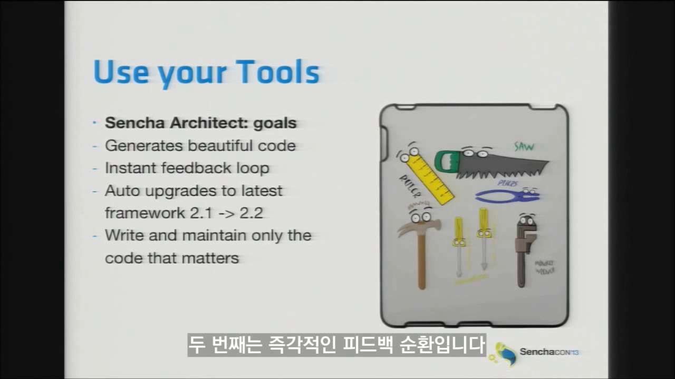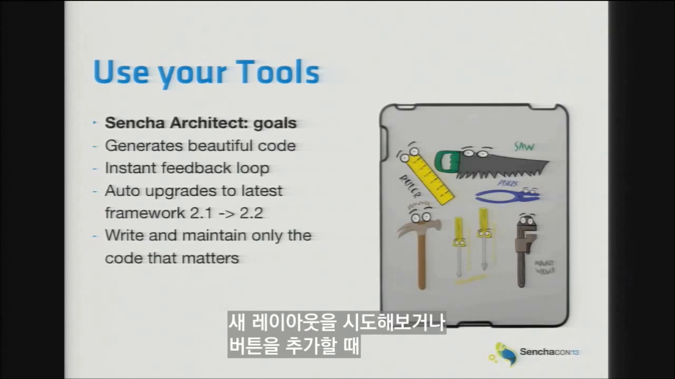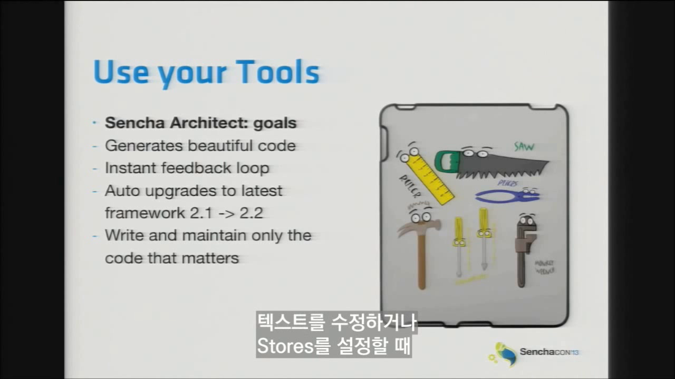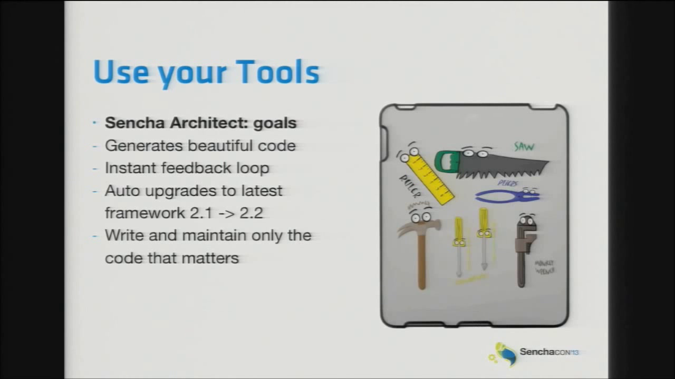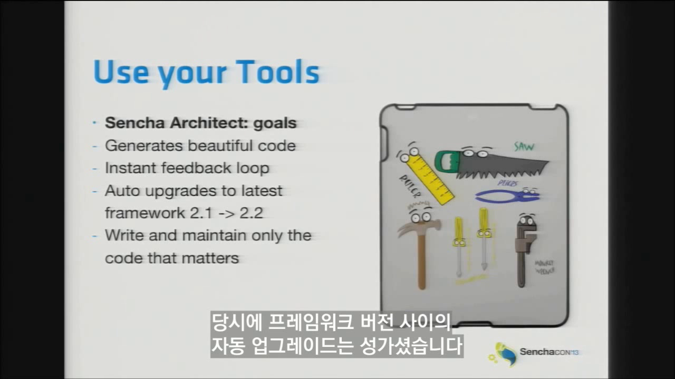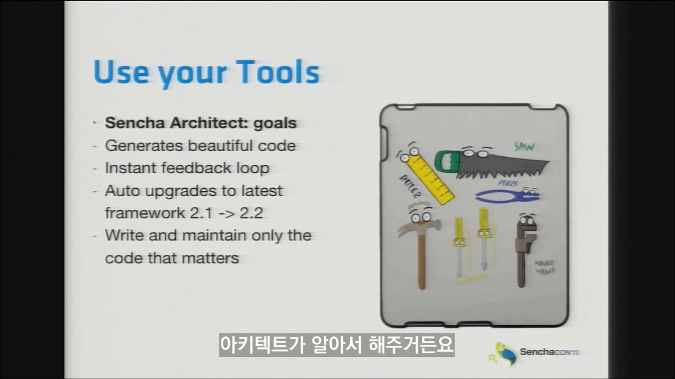The second thing was an instant feedback loop. Like I said earlier, typing in your text editor and refreshing the browser, that's painful. You should be able to try out new layouts, add buttons, change the text, configure your stores, and instantly know it worked, or it didn't work, I'm missing a comma. Auto upgrades were painful back then between framework versions. Upgrading now between Ext JS 4.1 and 4.2 is a tap of a button. Architect takes care of it for you.